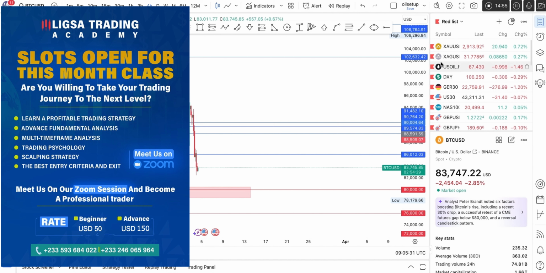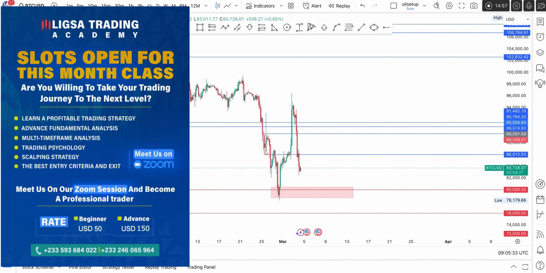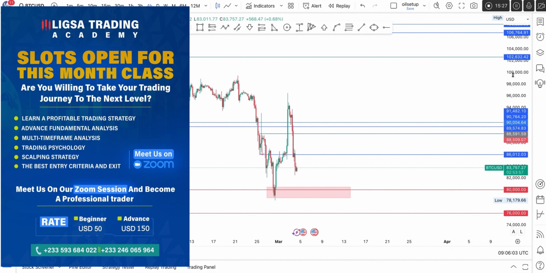So I think that is all for the technicals. Let's go to fundamentals and see what we are expecting as well. Economic calendar. Let's see. Today we don't really have any highly volatile or high impact news coming up.